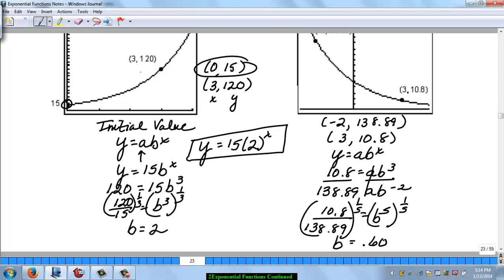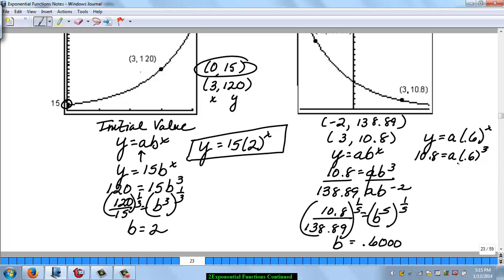It's really nice. It comes out nice and even. So now my formula is a times 0.6 to the x. Now, all you got to do is plug in another point, and what I used for the other point to make it easy is I like this number better. So I've got 10.8 equals a times 0.6 cubed.